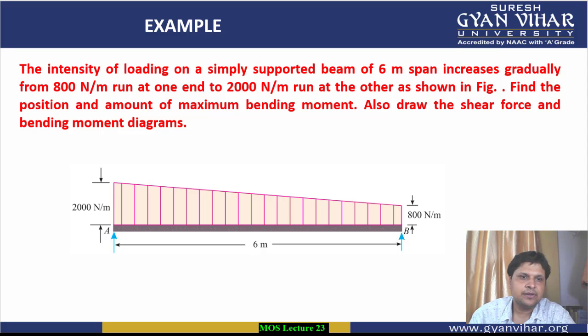What is the numerical saying to us? The intensity of loading on a simply supported beam of 6 meter span increases gradually from 800 Newton per meter run at one end to 2000 Newton per meter run at the other. Find the position and amount of maximum bending moment. Also draw the shear force and bending moment diagram. So this is the question, students.